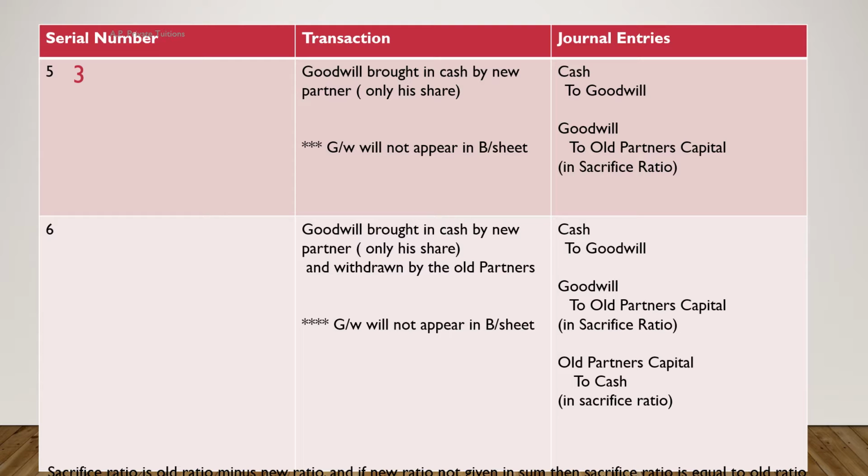Cash to goodwill. Goodwill account debit to old partners' capital. The credit for this money will not go in the new partner's capital. The credit for this money will go in the old partners' capital because this is not the money for the new partner he's bringing. He's bringing the money as goodwill. So first entry, cash to goodwill, and that goodwill will go to the old partners in the sacrifice ratio.